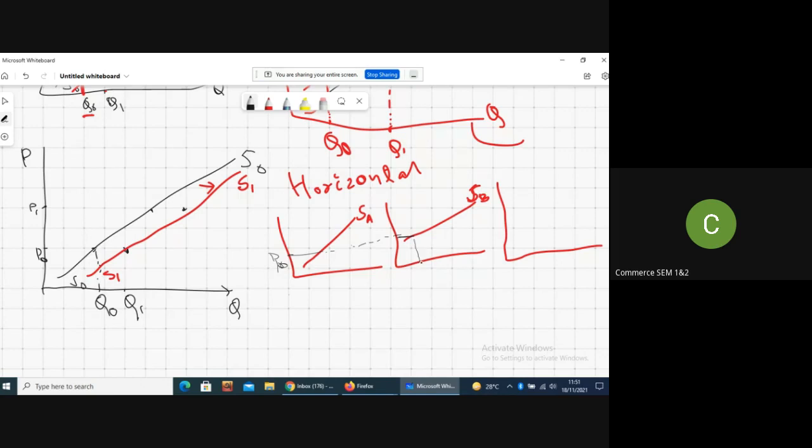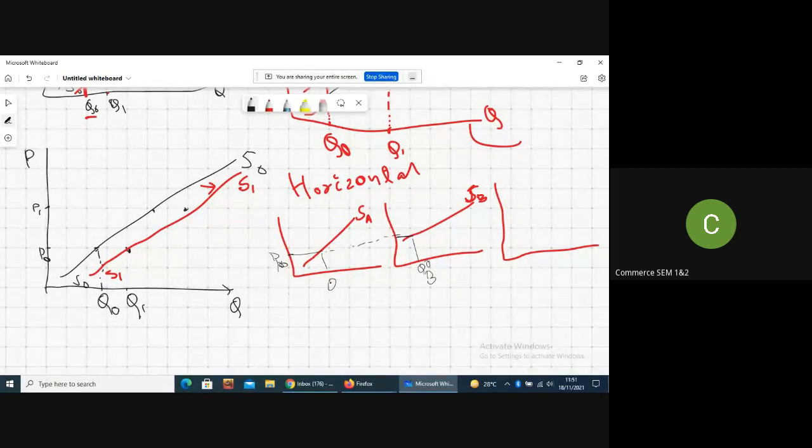Call this Q0B, and call this Q0A. This is the production of seller A corresponding to the initial price P0. Now at this same P0 price, if you add Q0A and Q0B, this is the distance, Q0, where Q0 is equal to Q0A plus Q0B.